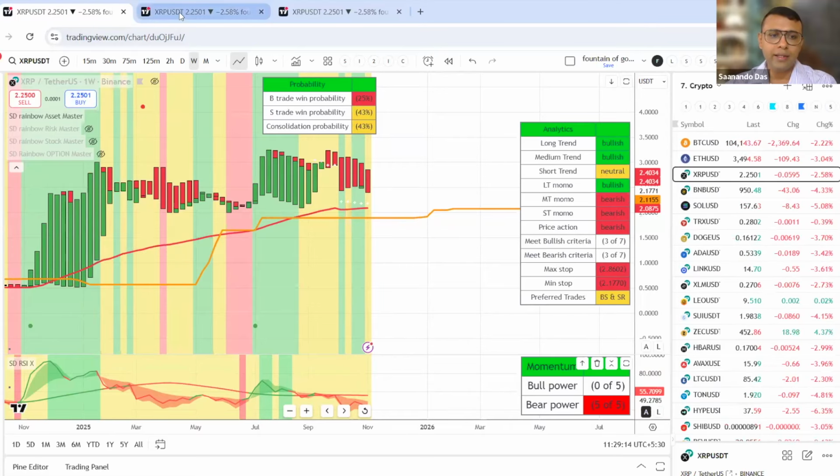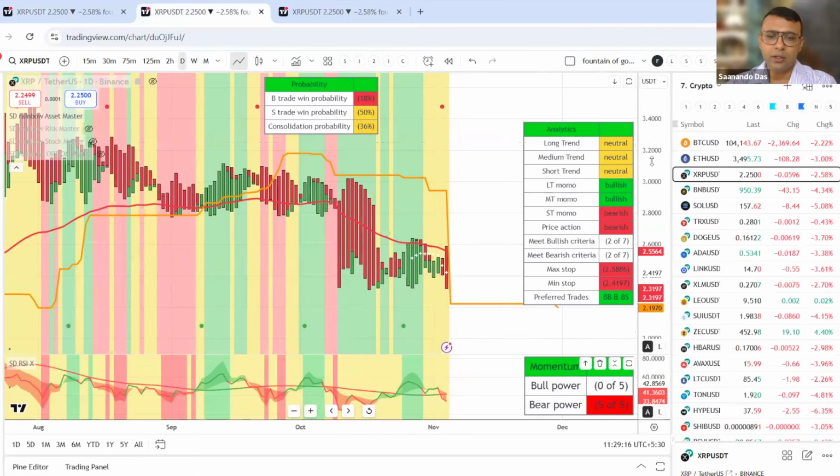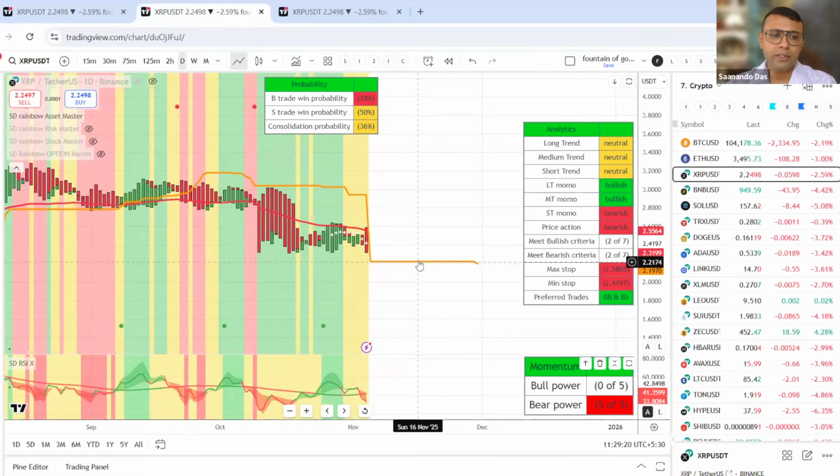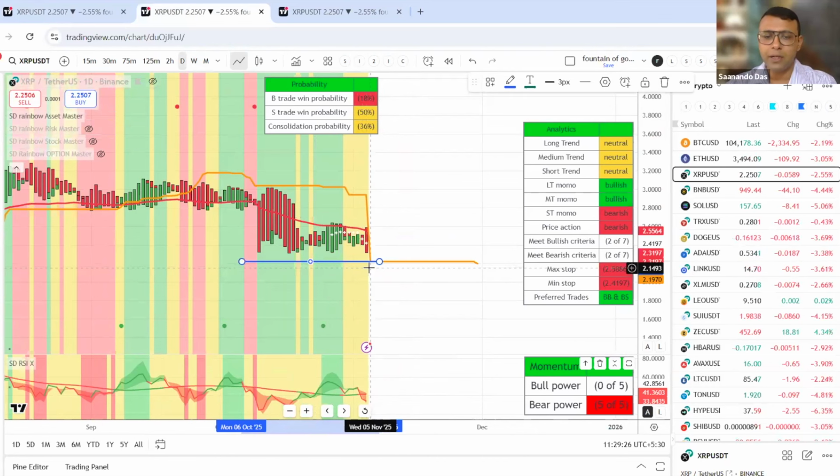Now I'll go to XRP, the daily chart. I think XRP can go for a range-bound price action. We have a strong support base here. Once the base breaks, then only we'll expect further bearishness from XRP. So given the support level, it seems less bearish compared to Bitcoin and Ethereum.